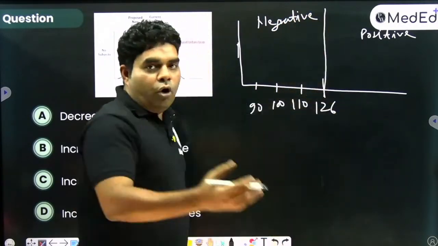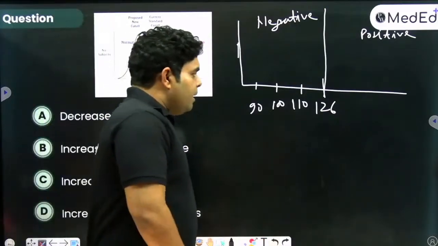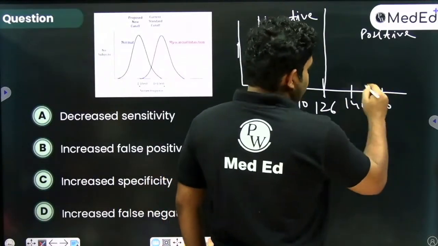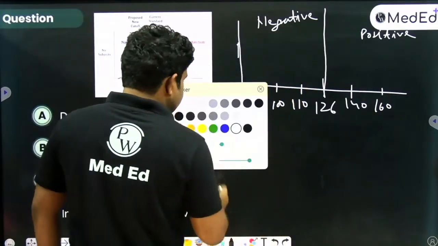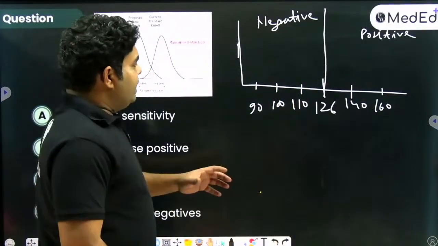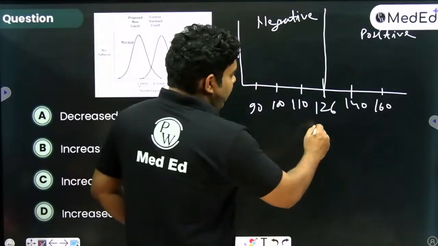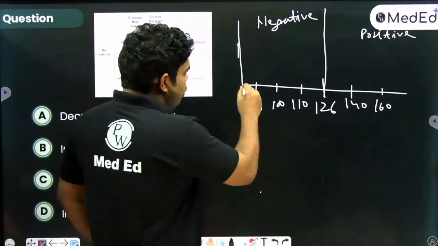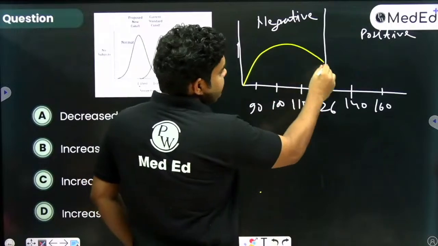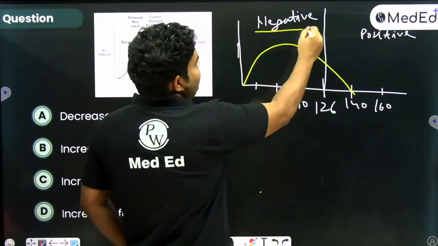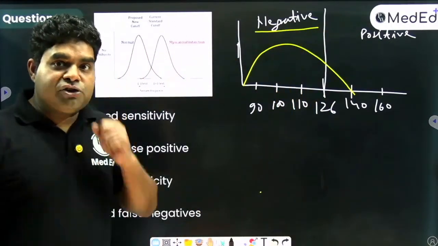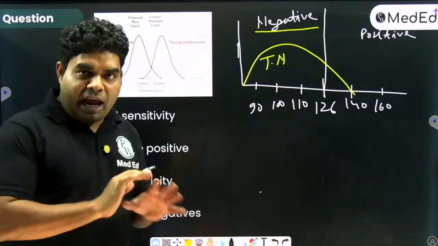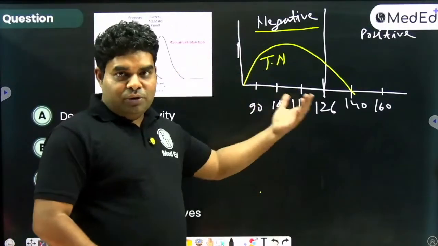Negative for diabetic, like all of you people are negative for diabetic. And if it is 140, like 140, 160, this is positive. So first thing is, suppose I did a fasting blood sugar of all of you students who are normal. Your curve will come something like this. Most of you will be negative, and you are which type of negative? True negative, because you are non-diabetic and you are negative also.